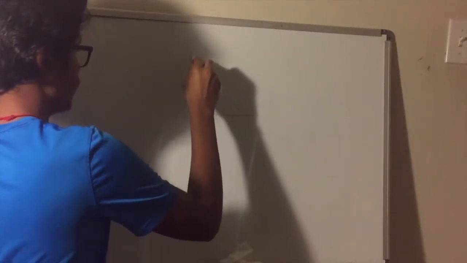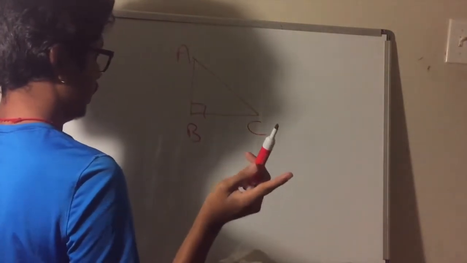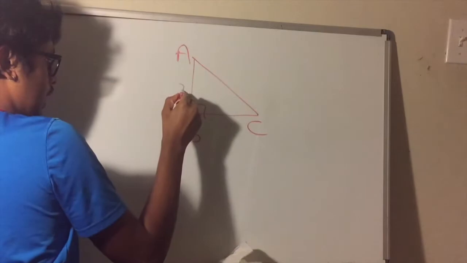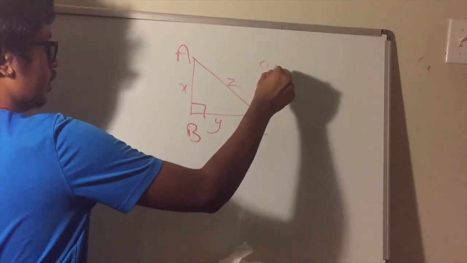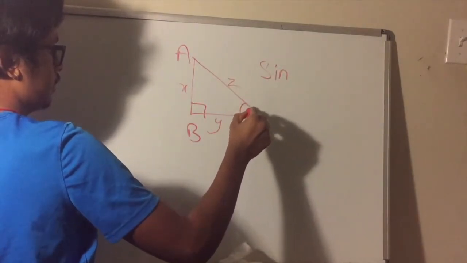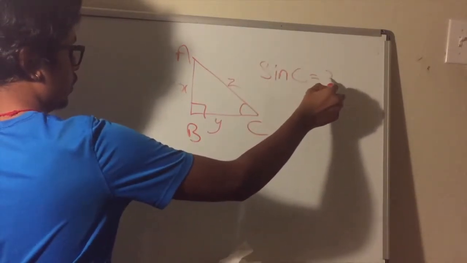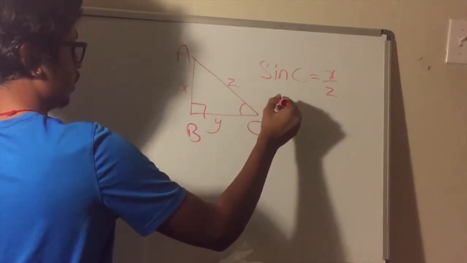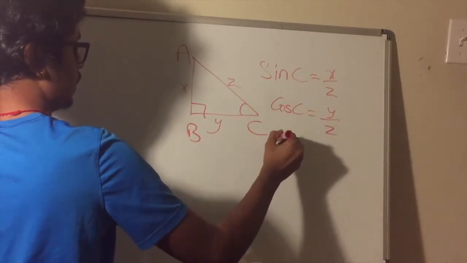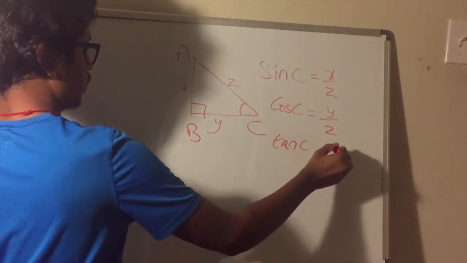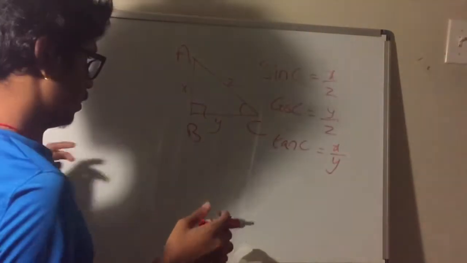We know this is a right triangle, A, B, C, and let the sides be X, Y, and Z. Let's consider angle C. Sine of angle C is opposite over hypotenuse, X over Z. Cosine of angle C is going to be Y over Z. Tangent of C is going to be X over Y. If you remember these three, the other three are going to be so easy.